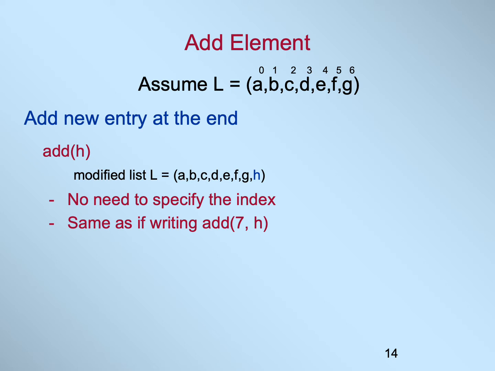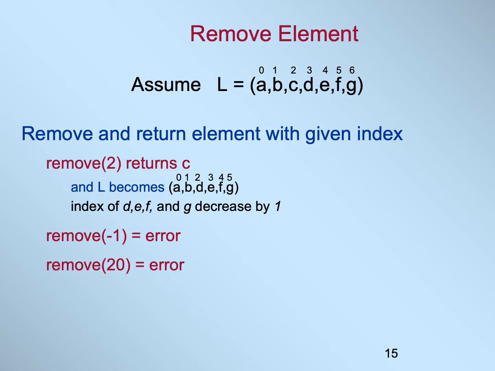But if we write add at 7, H, that is the same as when we write add H, because H will be added at the end after the letter G. To remove an element, we can write it as remove 2, for example. So this means that we want to remove at index number 2, which is the letter C. So our list L will become A, B, D, E, F, G, because C has been removed.